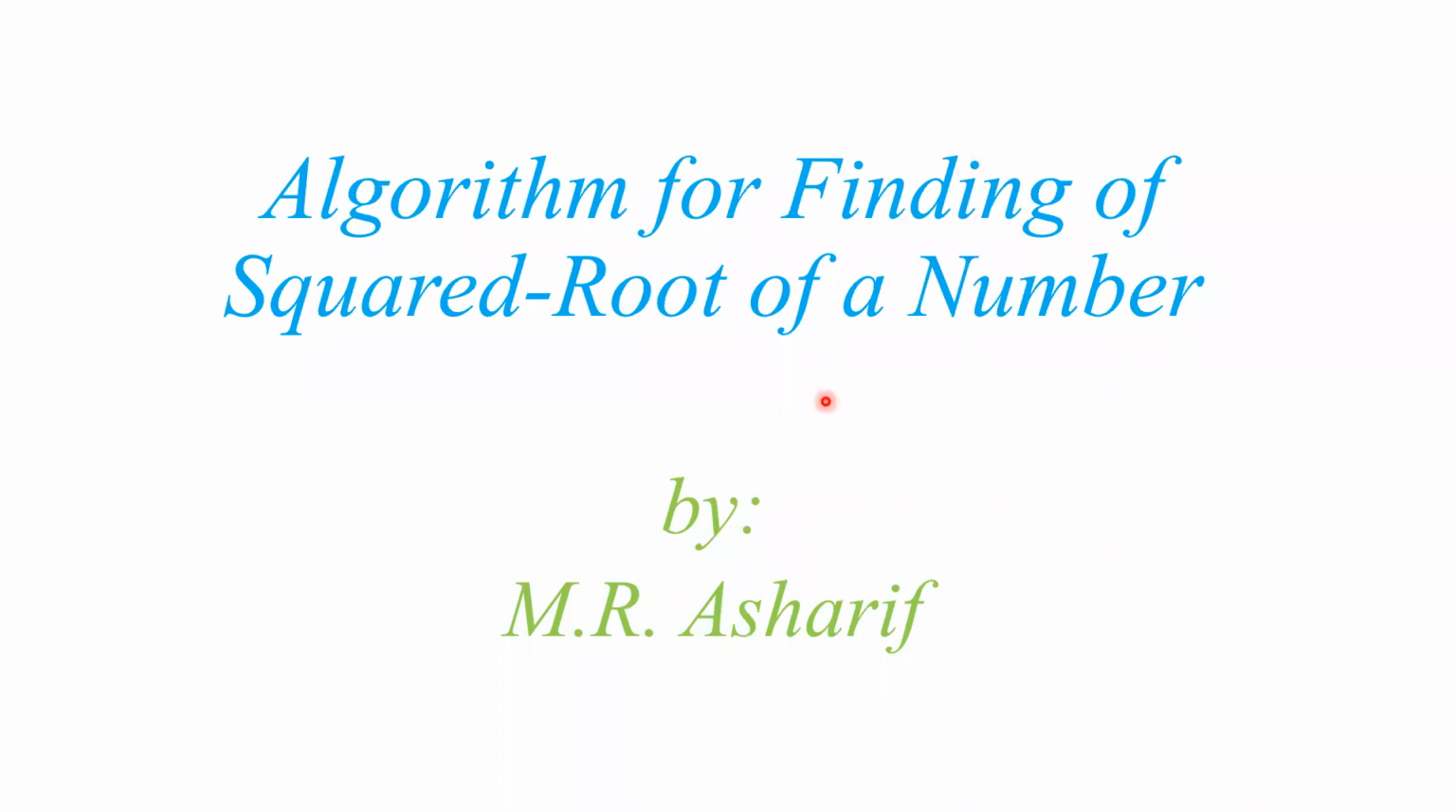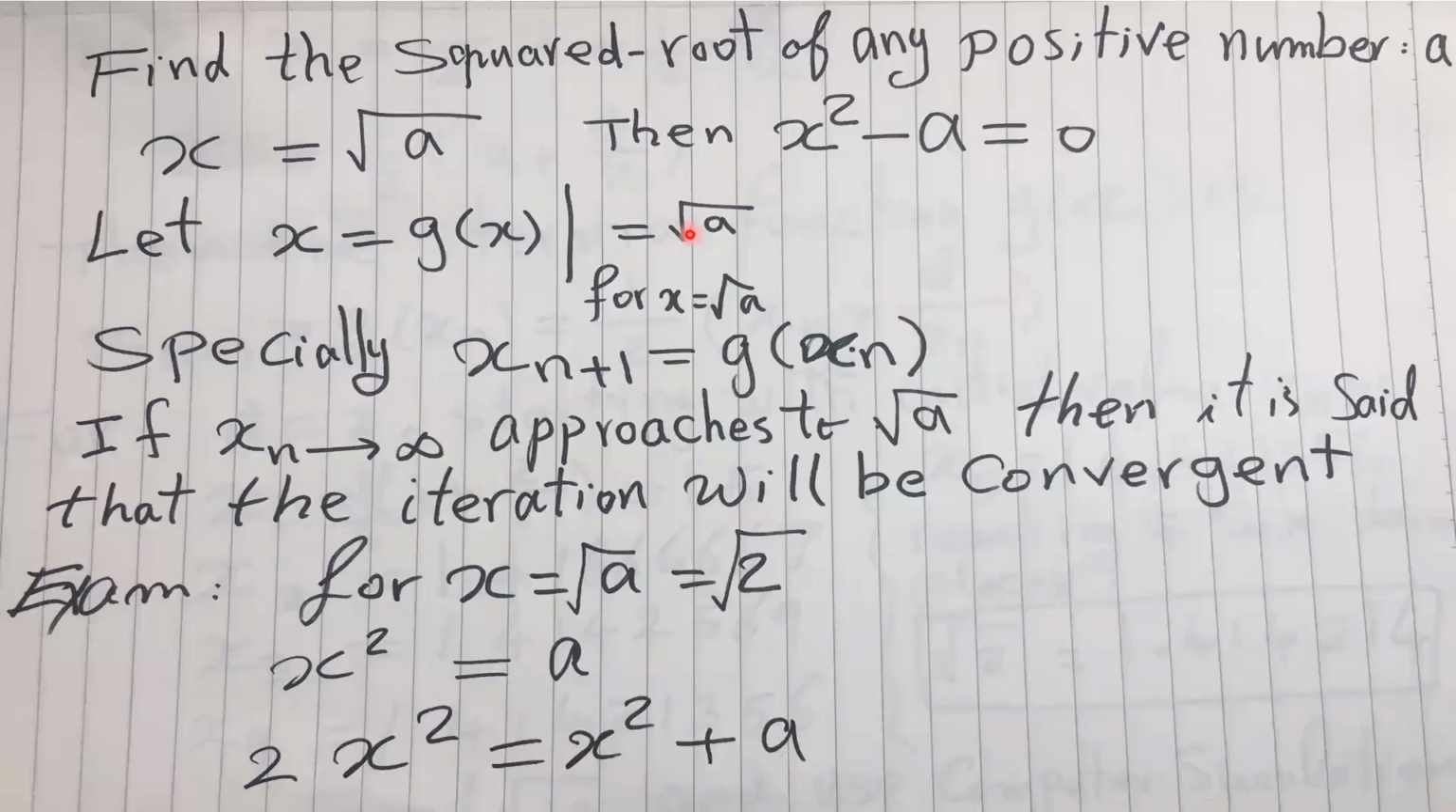Hello, everybody. Today, I would like to present an algorithm for finding the square root of a number. For instance, we would like to find the square root of a, which we call x. Then we can write x² - a = 0.